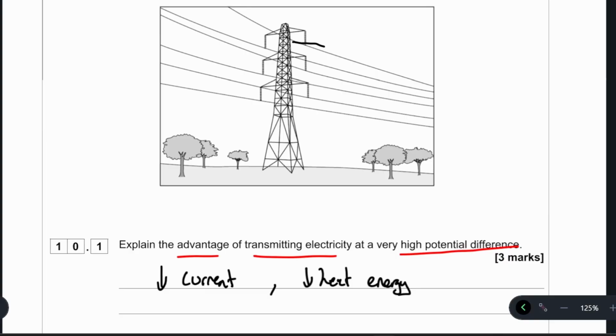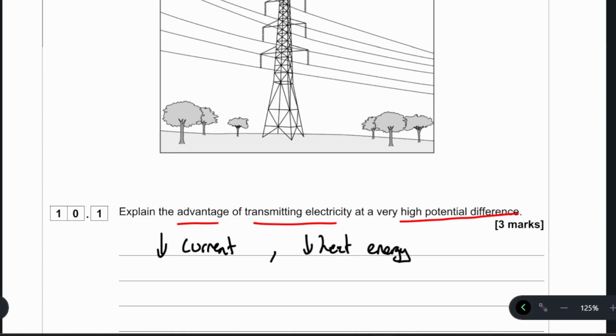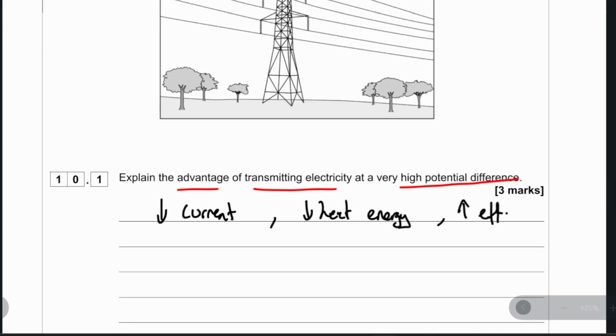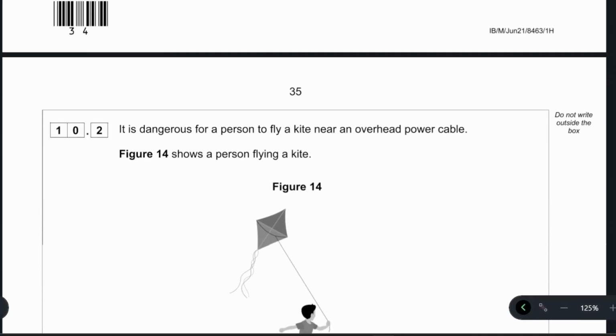As you imagine, if we're generating loads and loads of heat, this is just going to be dissipated away into the air. So we're just going to end up heating up our cables and the air around them, and that's not useful energy. So if we're able to decrease the amount of heat energy that we lose, that will increase our efficiency, because we'd have more useful energy being transferred to the point where we actually need to use it, since we lost less heat. So that's the 3 marks.